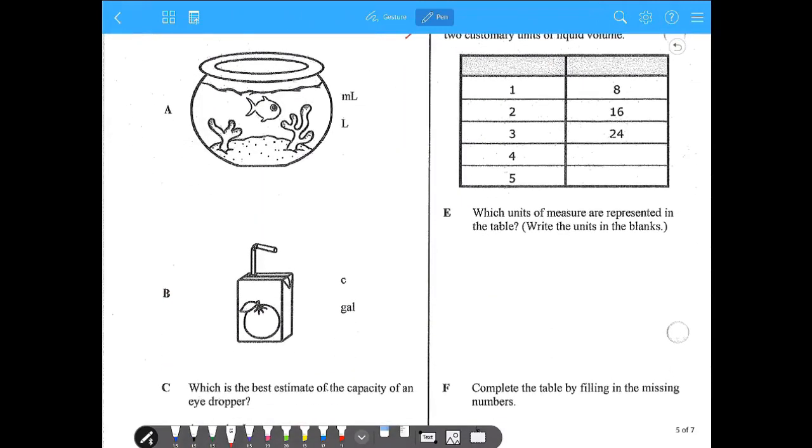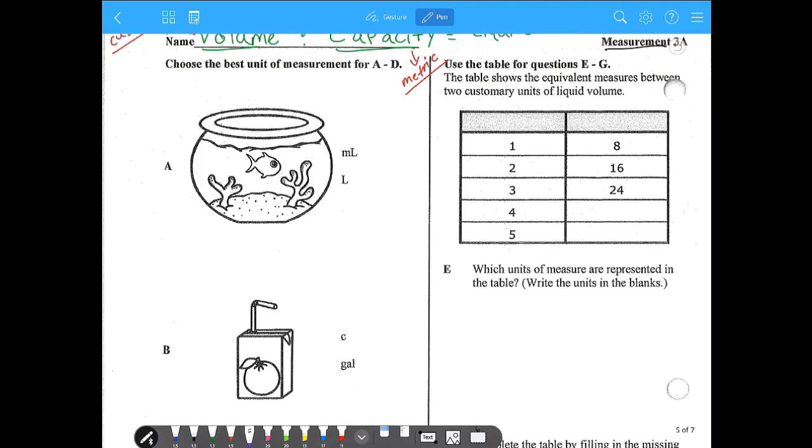We're going to do these letters here together. So right here the instructions say choose the best unit of measurement for A through D. So we have a fish bowl. In our fish bowl, is it better to use milliliters or liters to help us measure the fish bowl? Well, not the milliliters, because this one is too small. The liters would be just right. The milliliters is like the size of eye drops. The liters like the size of a bottle of soda. So that's why it's better to use liters in this case.